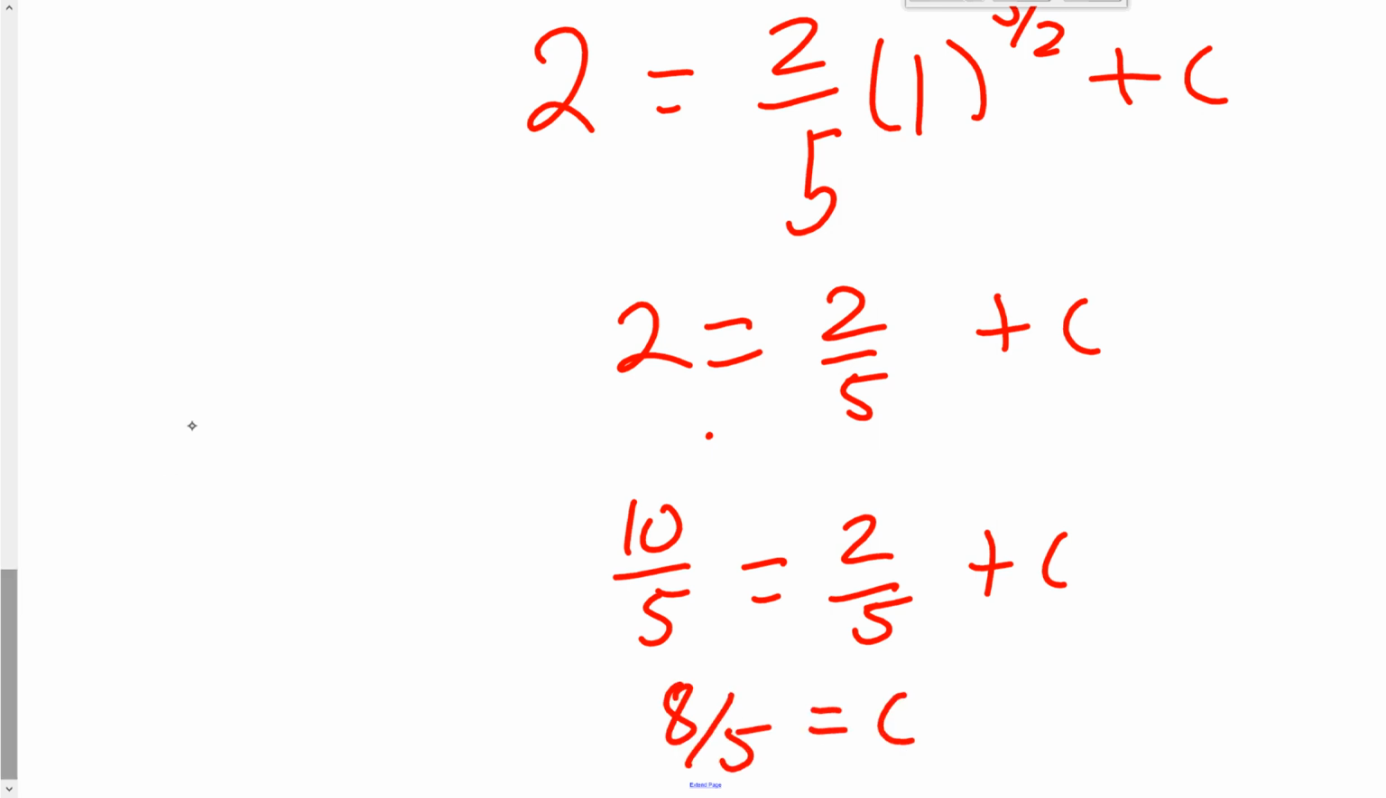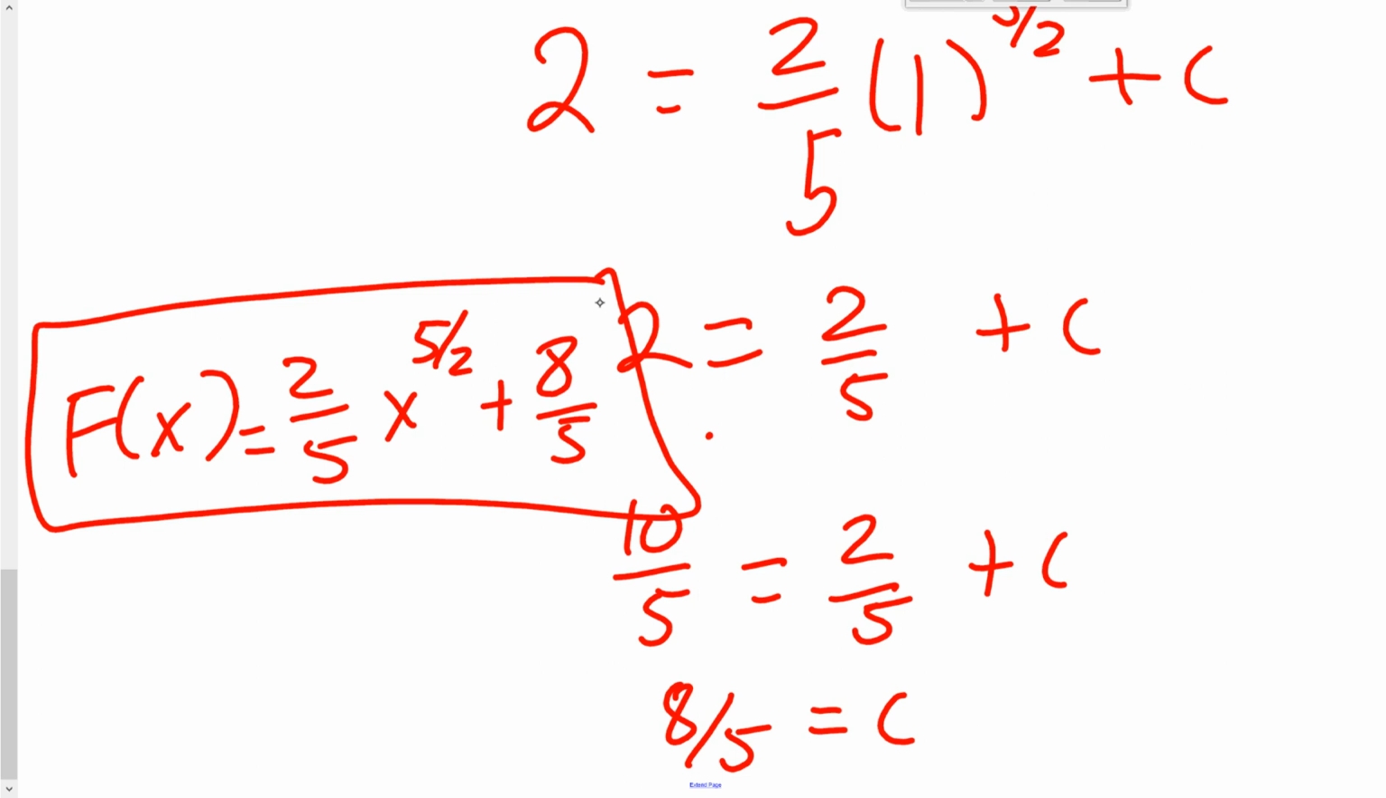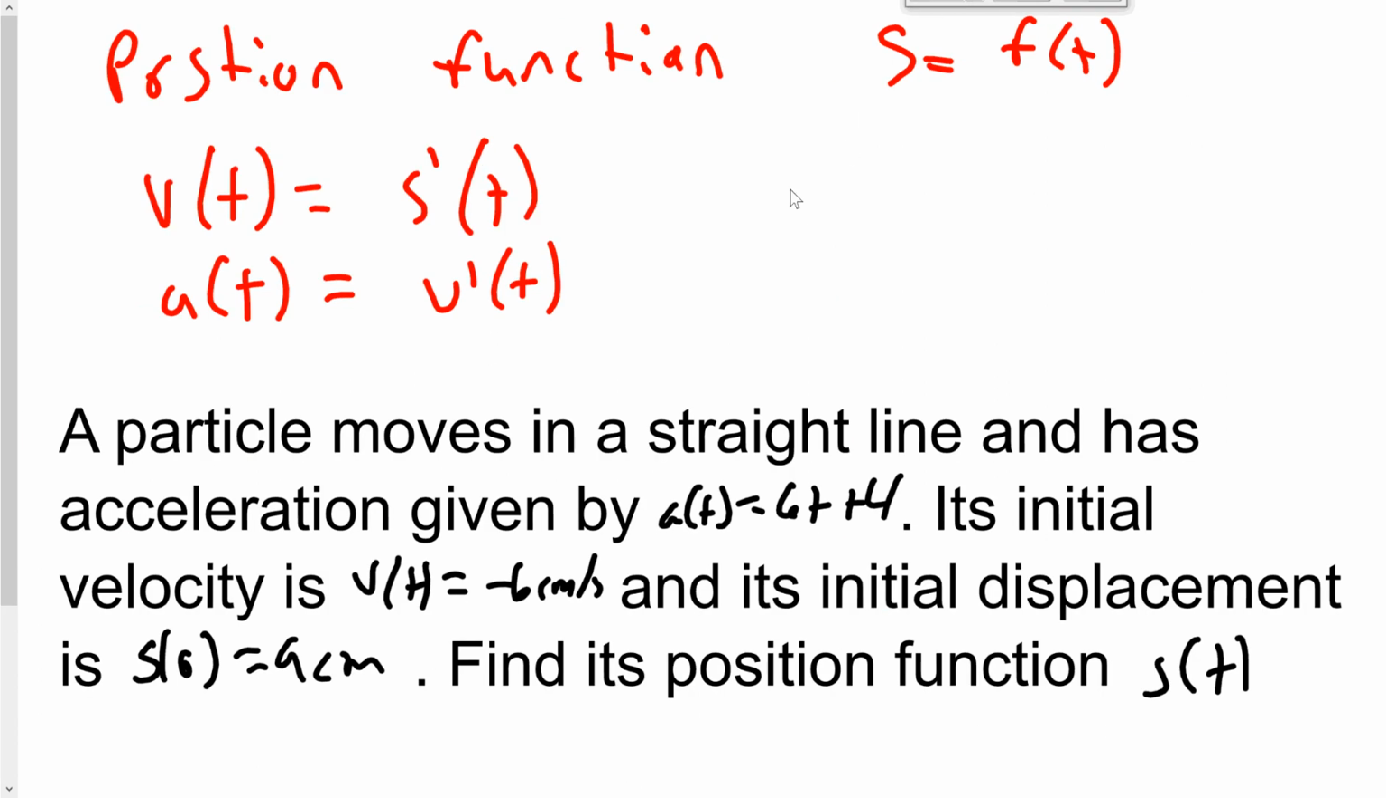So then we can come back. This is 2/5 x to the 5/2 plus c, and our c is 8/5. So there we go, there's the antiderivative. Okay, so this is useful in finding the position function. So if we're given the acceleration like we are here, we can go backwards and find the velocity, and then from the velocity we can go back and find the position function. So it's just kind of going backwards from what we've already done before.